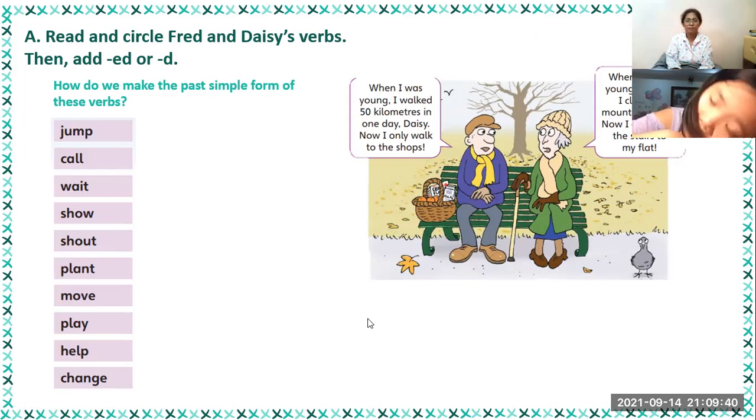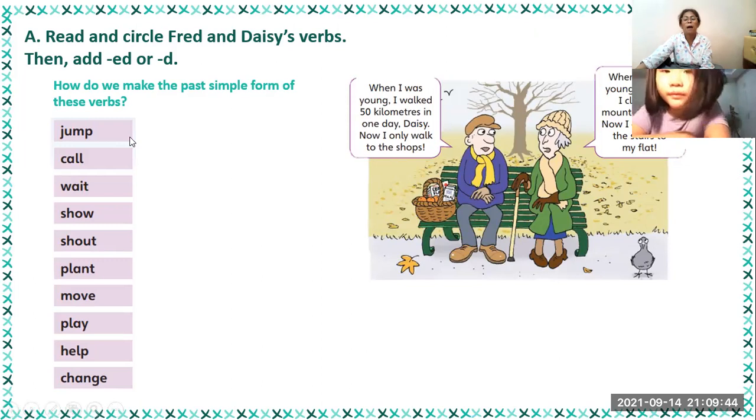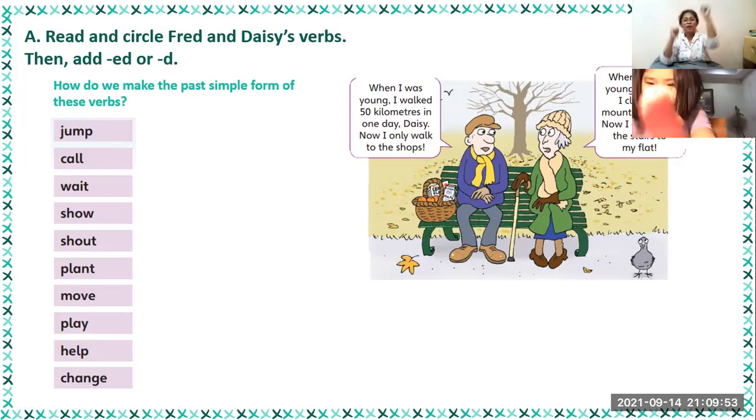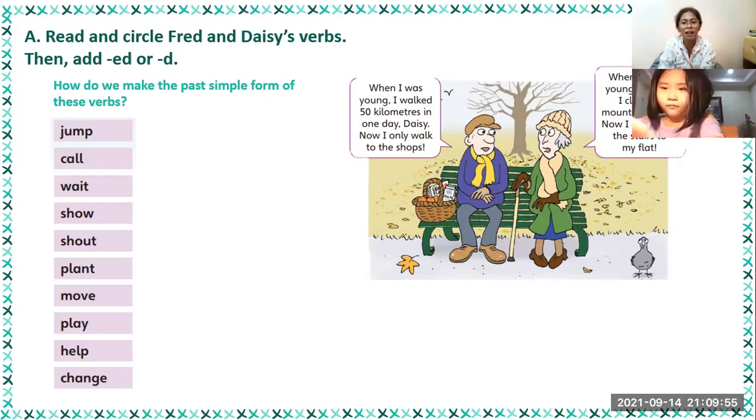What do you think? Played. Okay. No. This one. How about that? How will you make it into past tense? Okay, I will chat in the chat box. Okay, very good. Go, go, go, Mary.